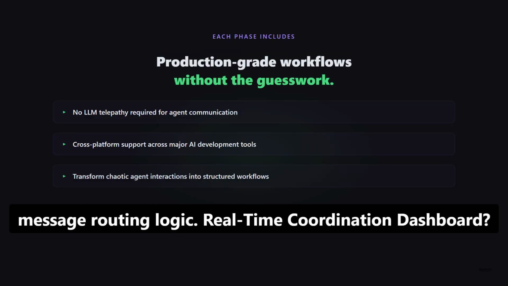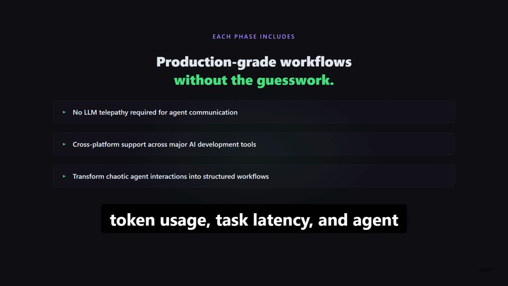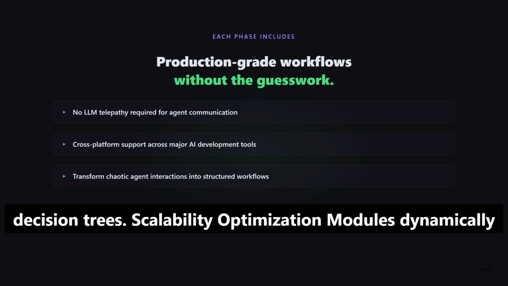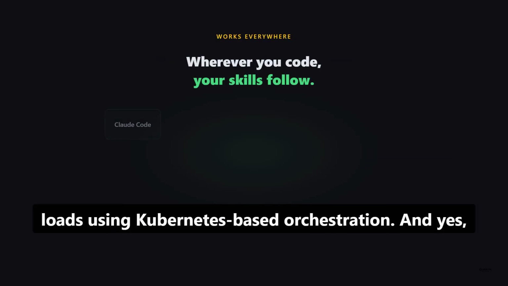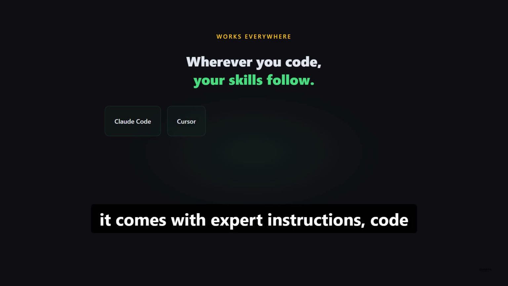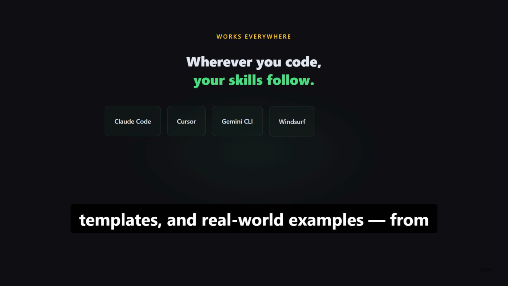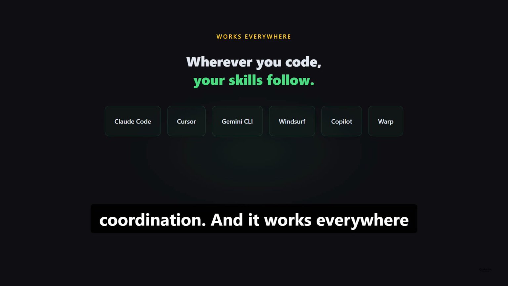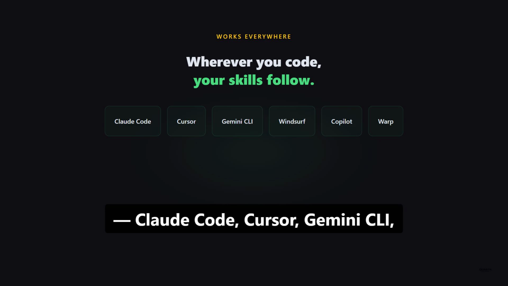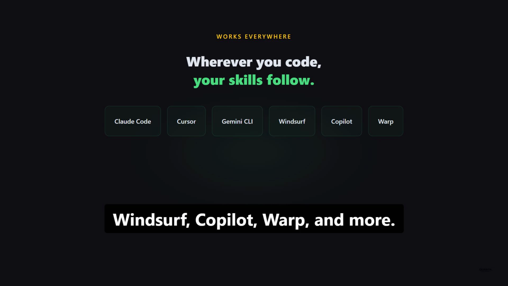Real-time coordination dashboard, that's your mission control center tracking token usage, task latency, and agent decision trees. Scalability optimization modules dynamically spin up new agents during peak loads using Kubernetes-based orchestration. And yes, it comes with expert instructions, code templates, and real-world examples, from fintech fraud detection to autonomous vehicle coordination. And it works everywhere: Claude Code, Cursor, Gemini CLI, Windsurf, Copilot, Warp, and more.